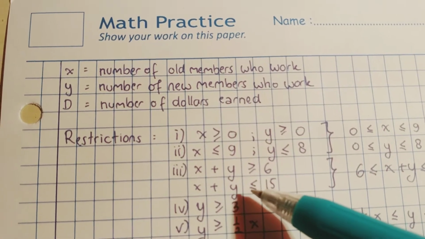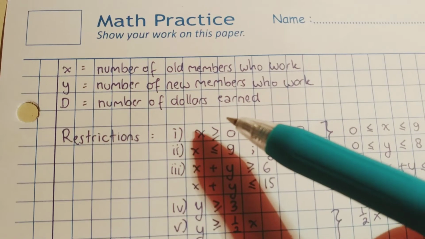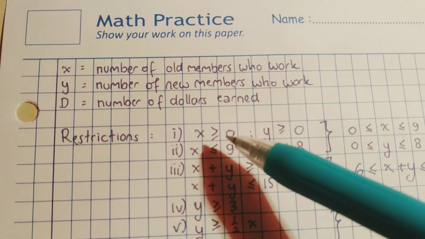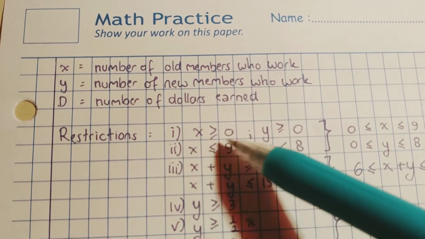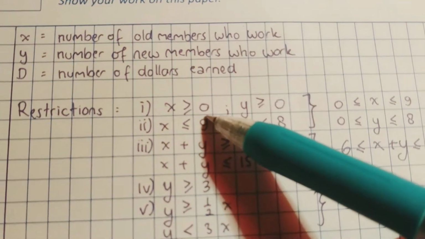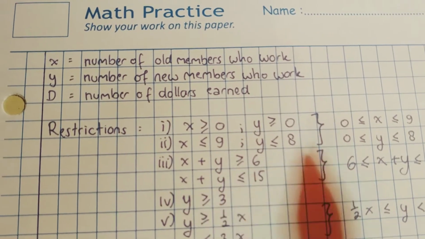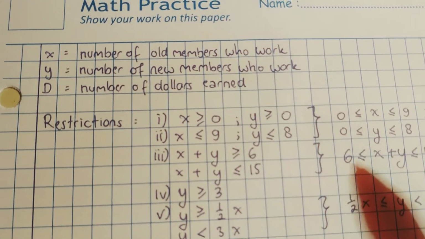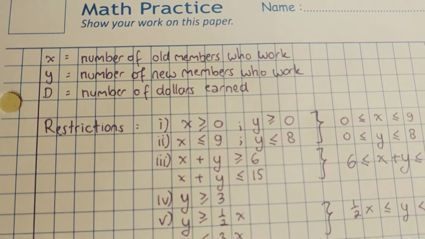First, the number of old members, X, is non-negative. It means it cannot be negative, but it can be 0, it can be positive. So this is the statement. And the next one is the number of new members is also non-negative. So this too is the translation of the first restriction.